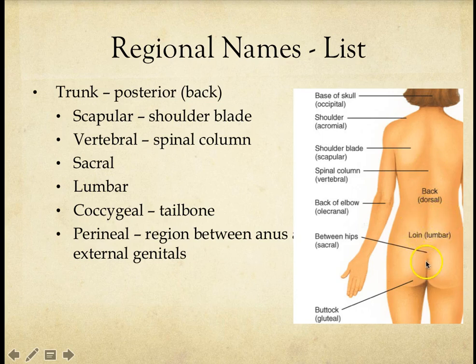Your coccygeal is further down, somewhere like right there where your butt crack is. That's where your tailbone is. And then the perineal region is between the anus and the external genitalia, not visible in this image. That's something that you'll be focusing more on in Bio 202 anyway.